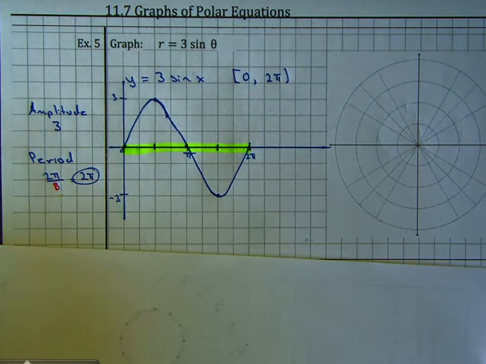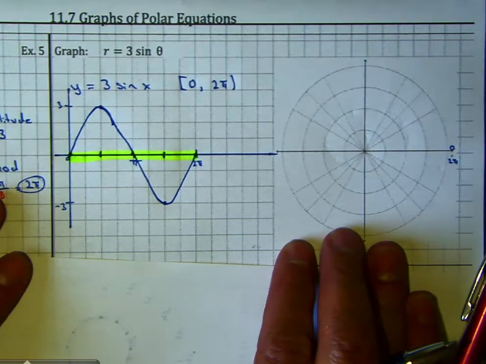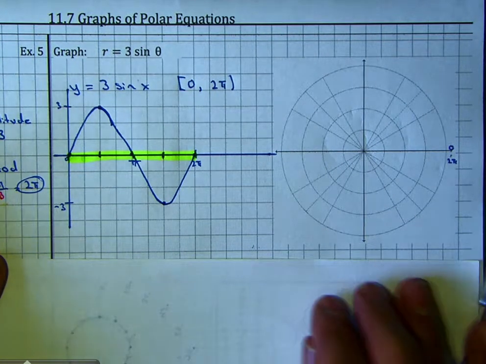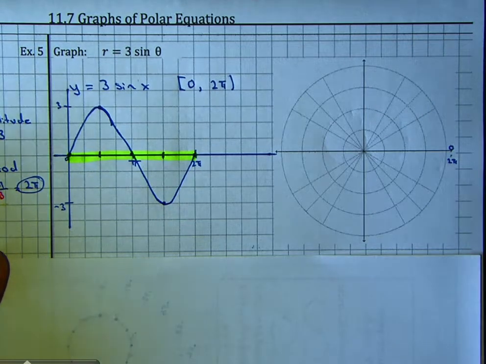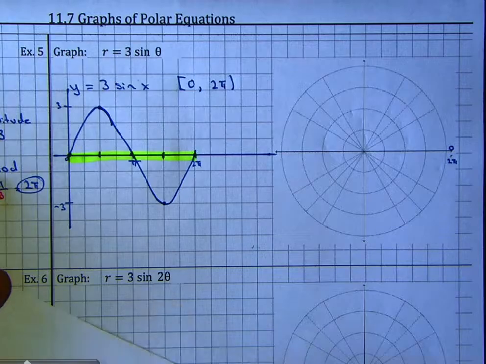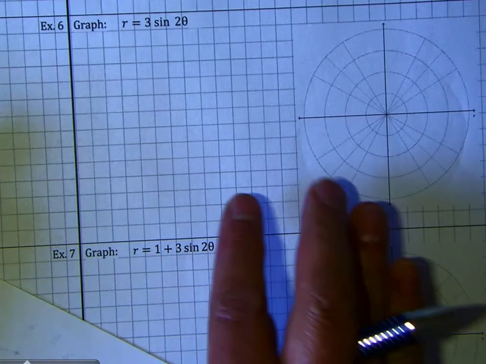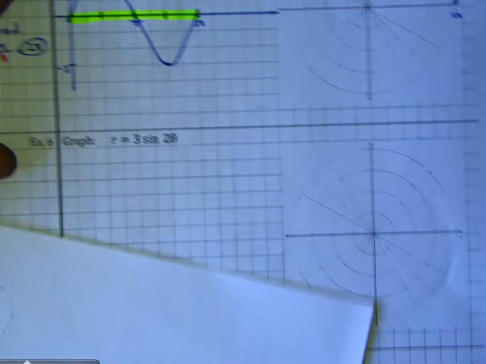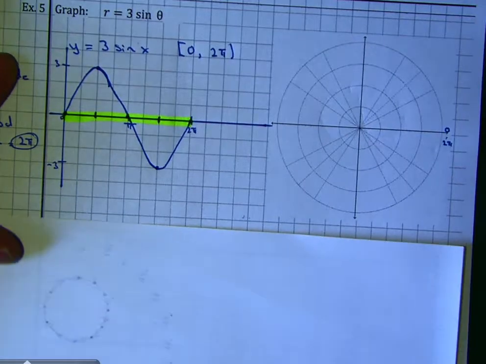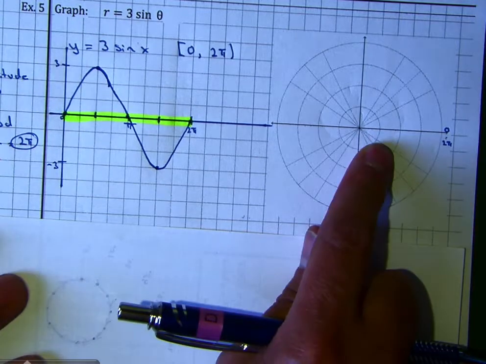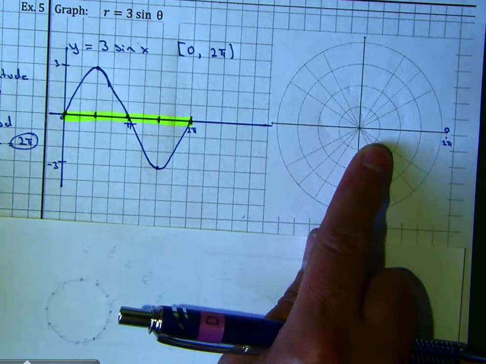So what we're going to do, we're going to translate that over here. And that will make it much easier. You want to be able to understand what happens as we translate to 2 theta and what happens as we have a 1. And the graph is going to be very helpful. And in calculus, you're going to have to be able to find the area under the curve of a polar graph. And I believe that's your second semester of calculus.